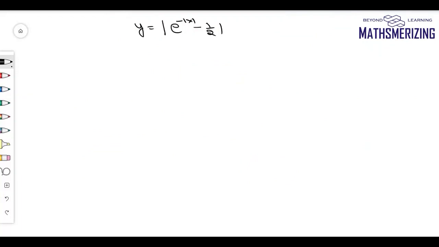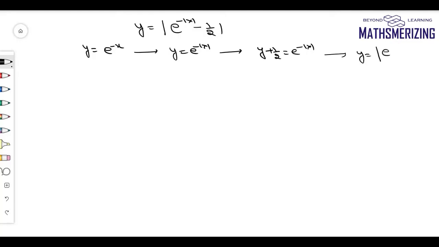I'll take another example. Suppose I have to draw the graph of y equals mod of e to the power minus mod x minus half. So I'll start with y equals e to the power minus x, and then first I'll draw the graph of e to the power minus mod of x, then I'll shift it along the y-axis, y plus 1/2 equals e to the power minus mod x, and then I'll take the transformation of mod x. So mod of e to the power minus mod x minus 1 by 2.